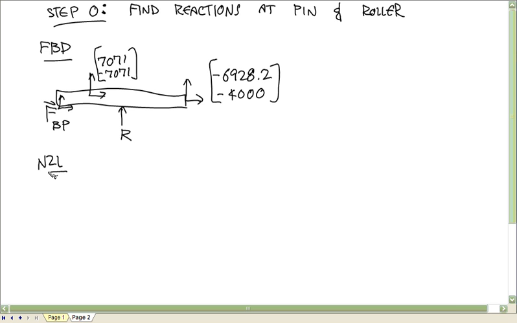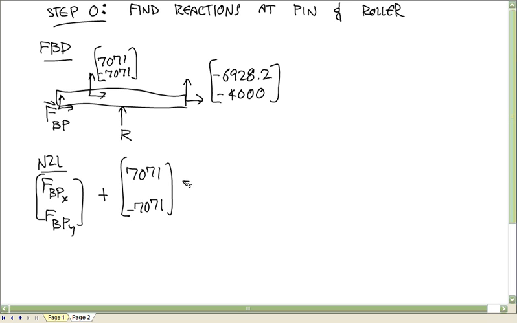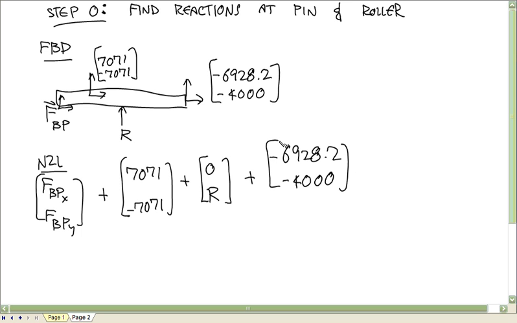So then Newton's second law, we have F_BP, X and Y, plus 7071, negative 7071, plus 0R, plus negative 6928.2, negative 4,000. That's equal to zeros.